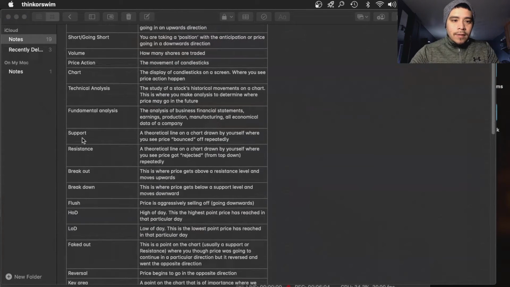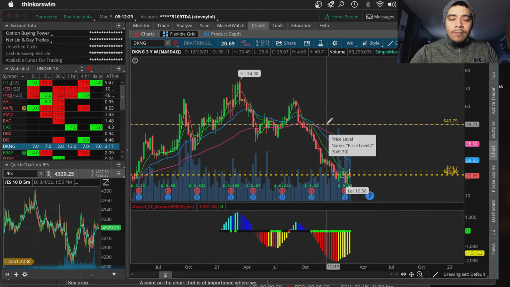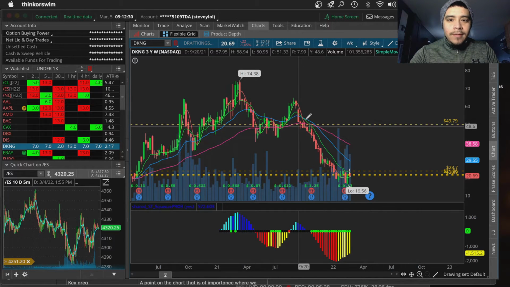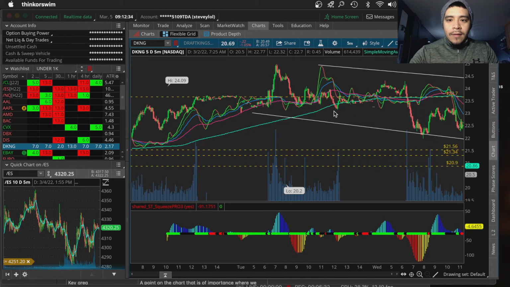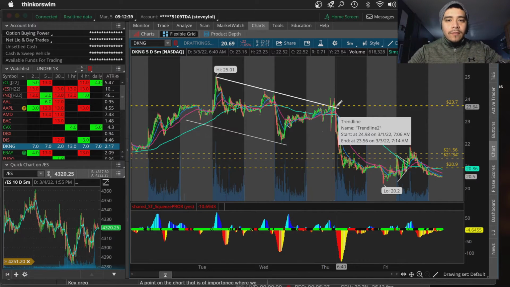Support and resistance. You guys know what that is. I just wanted a definition for you guys. A theoretical line on the chart drawn by yourself where you see price bounced off of, and resistance is basically the same thing, but it got rejected. So it is theoretical. It is drawn by us, but psychologically, think about it. There's hundreds of thousands of other people probably seeing the same line that you're drawing. We're all drawing the same stuff. We see it, so we go based off what we see.